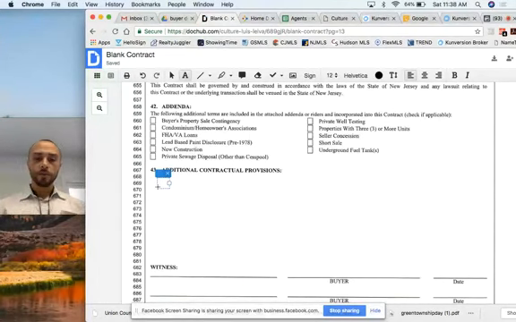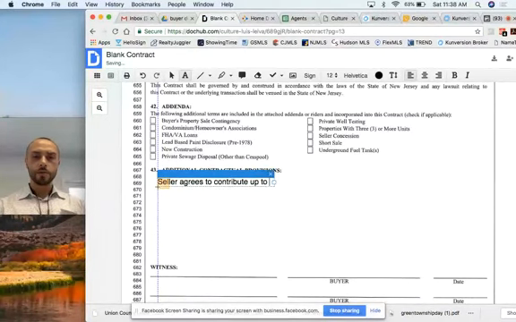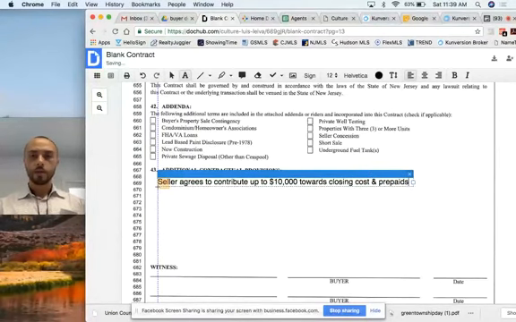So what you would have to do is you would have to type in here, seller agrees to contribute up to, is up to one word or two words? It's 2 words. Up to $10,000 towards closing costs and prepaids. Okay? That means that out of the money that the seller's getting, the 100 grand, they're not really getting 100 grand, they're gonna get 90, okay?